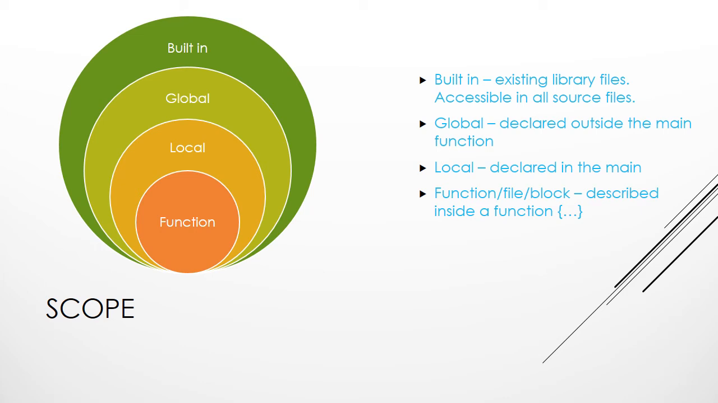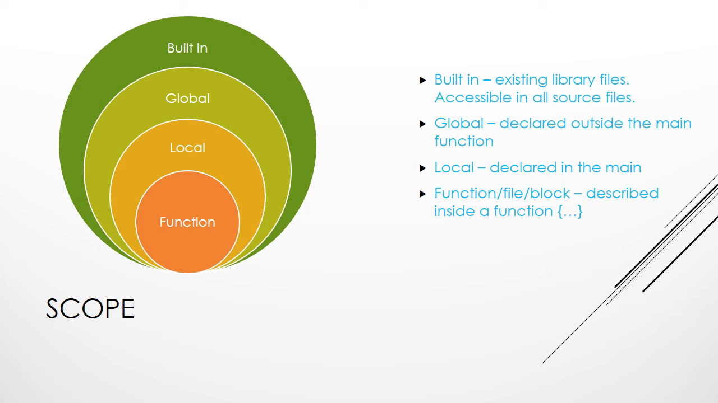The last type is a function, file, or block. Such as, we have made a user-defined function, and I'm defining the function. While defining the function, I use different kinds of variables, and those variables are specifically used for that function only or that block only. By block, I mean whatever statements are written inside two curly braces, which I define as a block.